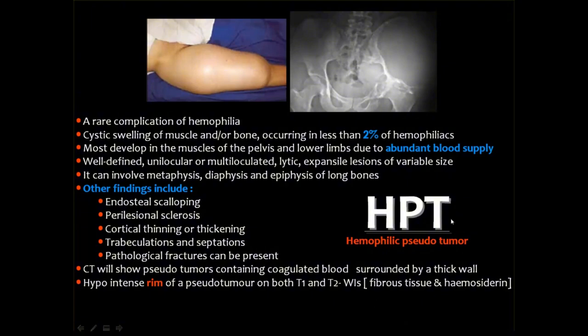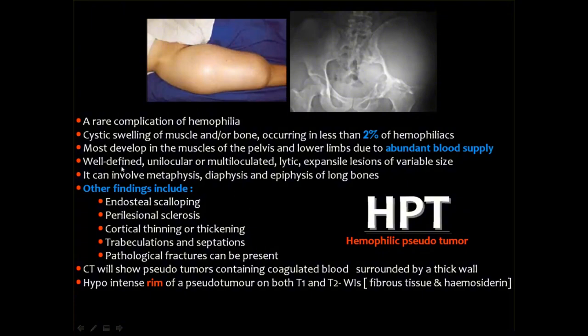Hemophilic pseudotumor is a rare complication of hemophilia which develops when there is a bleeding inside the bone or the muscle. The incidence is about 2% in hemophilic patients, and it is common in the lower limbs and the pelvis. But in this example, you see a hemophilic pseudotumor in the forearm, for example. It can occur anywhere in the body, but the two most common sites are the pelvis and the lower limb.